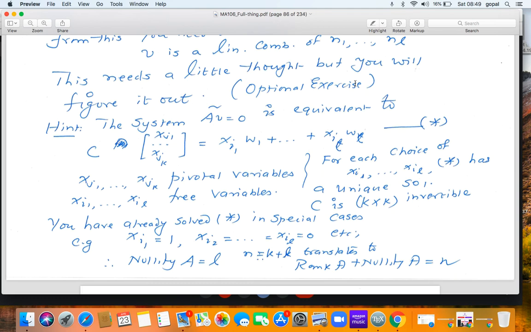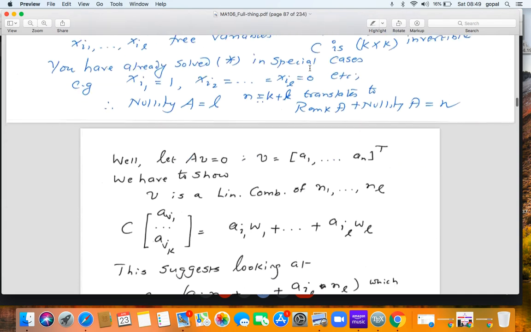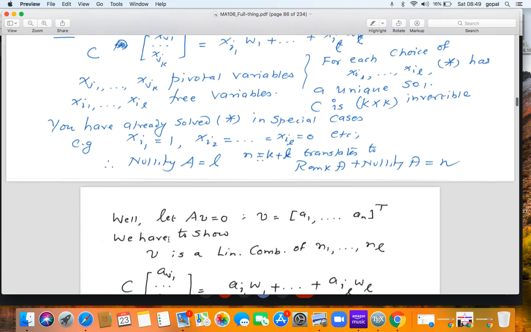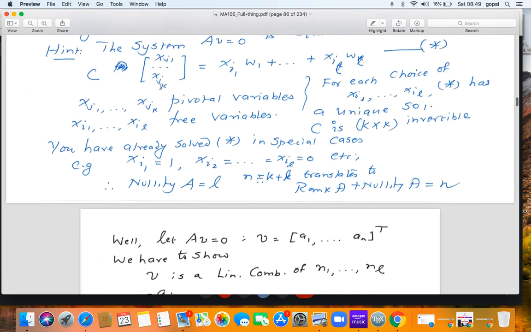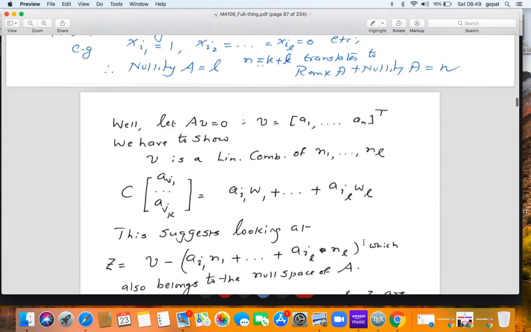And I know that V is a special element in the null space. I picked an element in the null space. I want to show that that element can be written as a linear combination of n1, n2, ..., nl. So take V to be a1, a2, ..., an, and then I know that this V must satisfy this equation star. In other words, C applied to (aj1, aj2, ..., ajk) must be ai1 w1 plus ... plus ail wl.